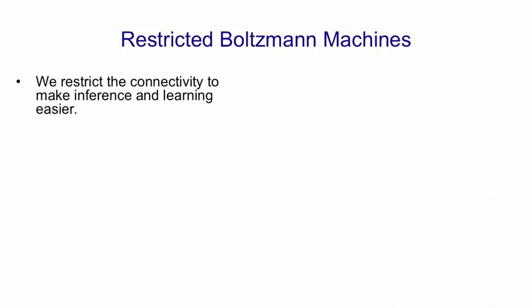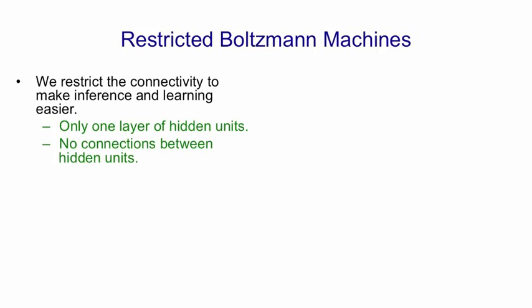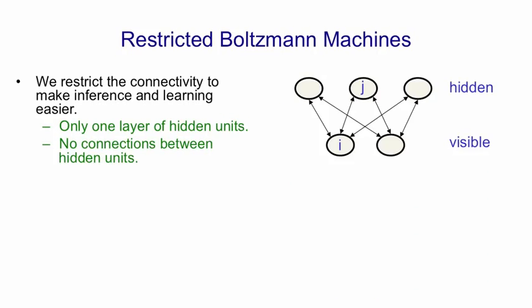In a restricted Boltzmann machine, we restrict the connectivity of the network in order to make both inference and learning easier. So it only has one layer of hidden units, and there's no connections between the hidden units. There's also no connections between the visible units. So the architecture looks like that. It's what computer scientists call a bipartite graph. There's two pieces, and within each piece there's no connections.